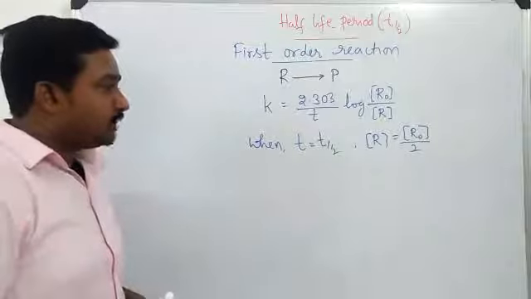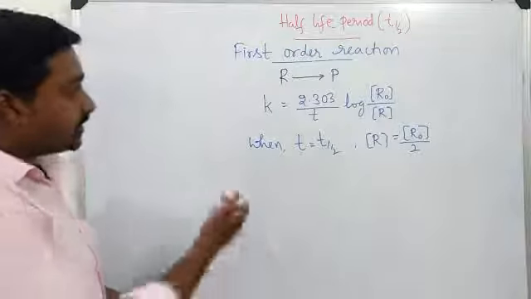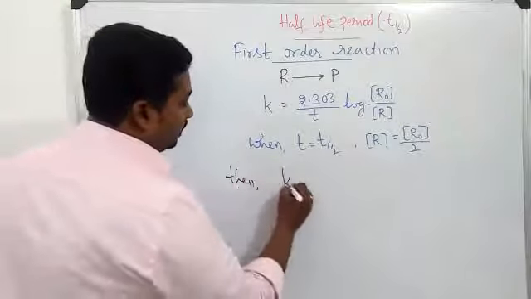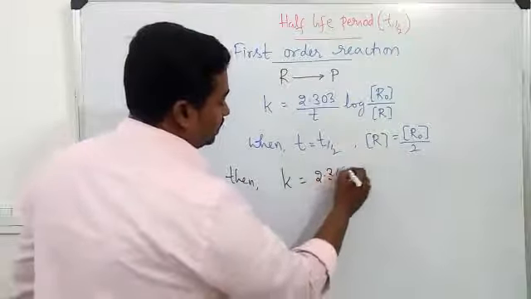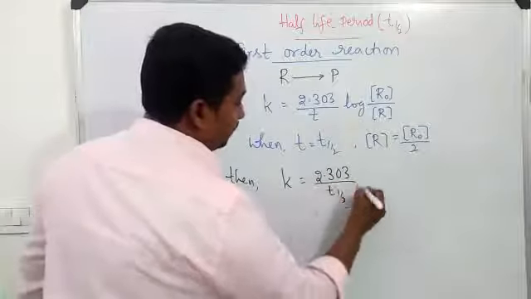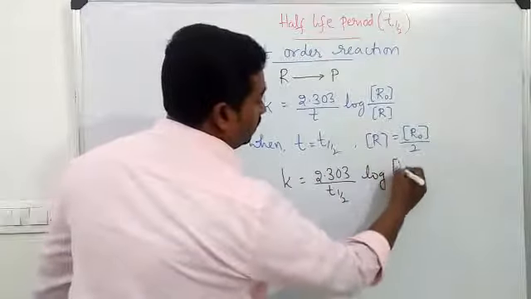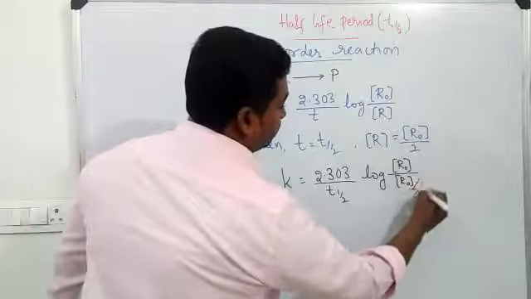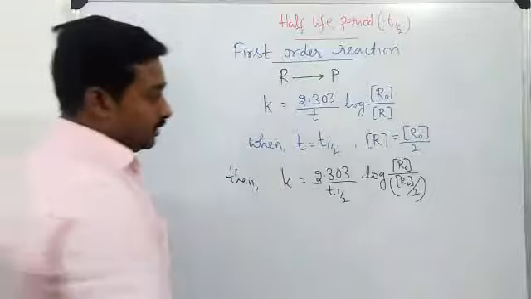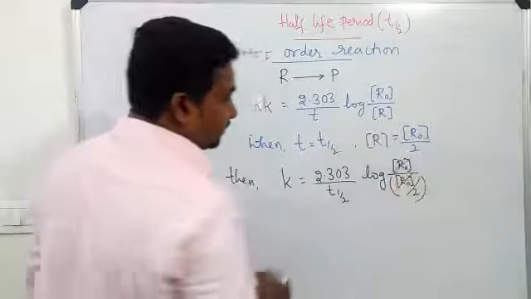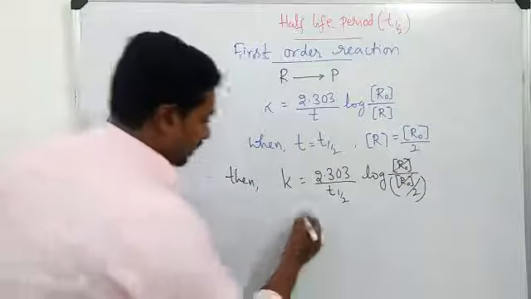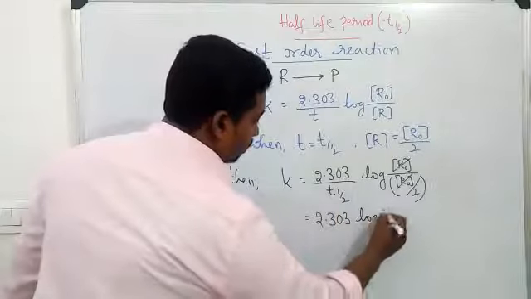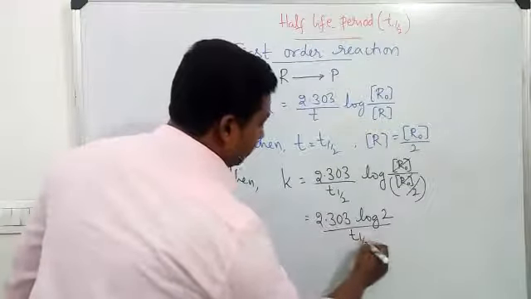If R has become R0 by 2 and t is t half, substitute these values in the expression, then we get k equals 2.303 by t half into log of R0 by R0 by 2. R0 gets cancelled and 2 goes to the numerator. Therefore, I get 2.303 log 2 by t half.